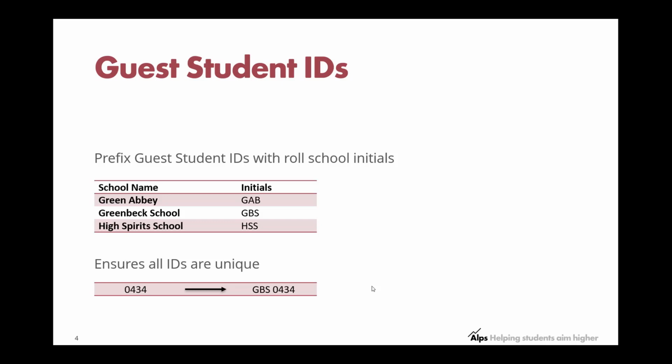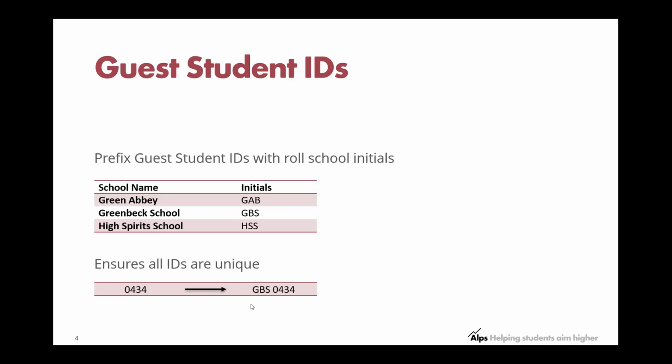So what we recommend is to prefix your guest student IDs with the roll school initials. So I've given an example here. So if these are our schools within the consortium, if we were Green Abbey School, for example, and we had a visiting student from Greenbeck School, we could prefix the student ID with the initials GBS, and that would just make sure that that student's ID was unique.